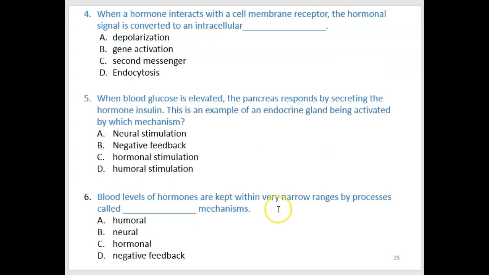And then I have another set of questions that I'll let you go over on your own, and you can look at the answers in the slides at the bottom in the notes section.